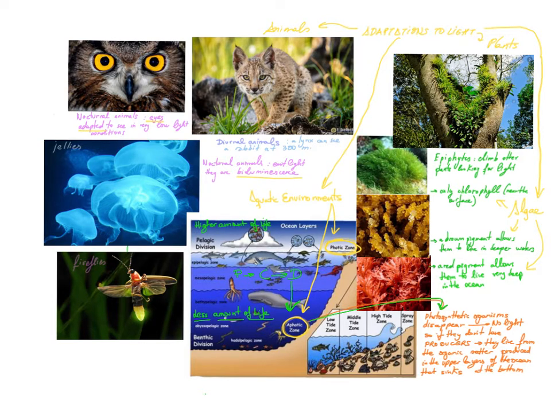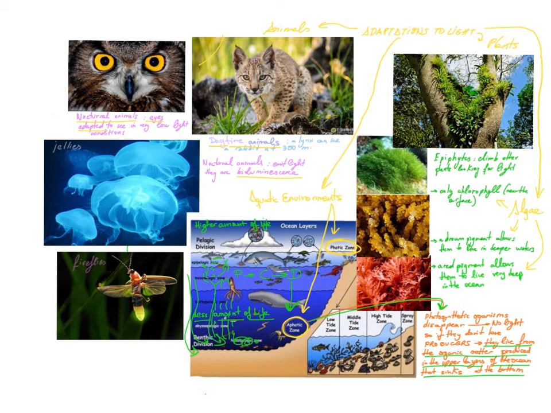So if we don't have producers, how do they eat? How do they live? They live from the organic matter produced in the upper layers. It's produced here in the upper layers of the ocean and sinks to the bottom. And these organisms live from this organic matter that sinks to the bottom of the ocean. Talking about animals, we find daytime animals and nocturnal animals.